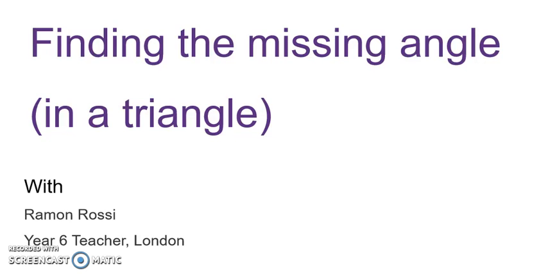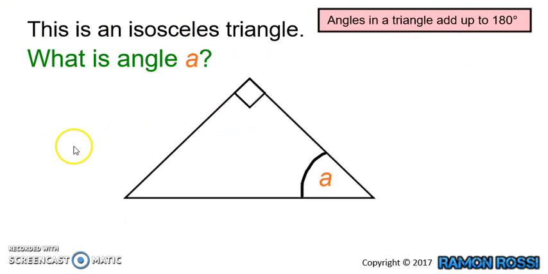Today we're finding the missing angle in a triangle. You're with Mr Rossi and this is the question. This is an isosceles triangle. What is angle A?